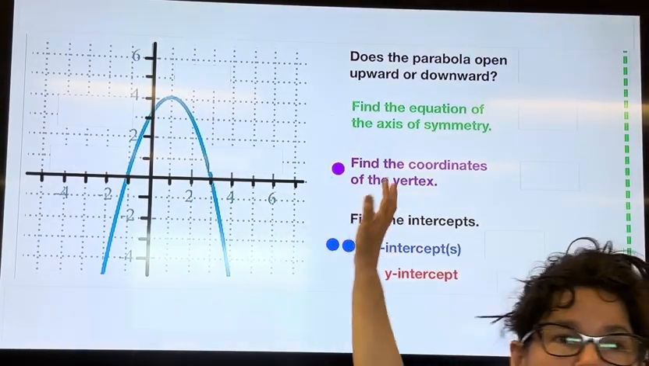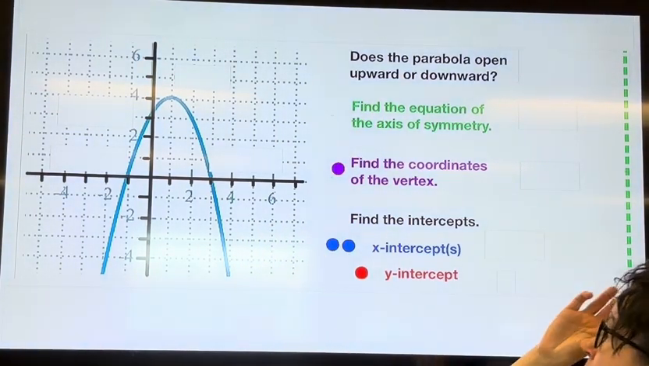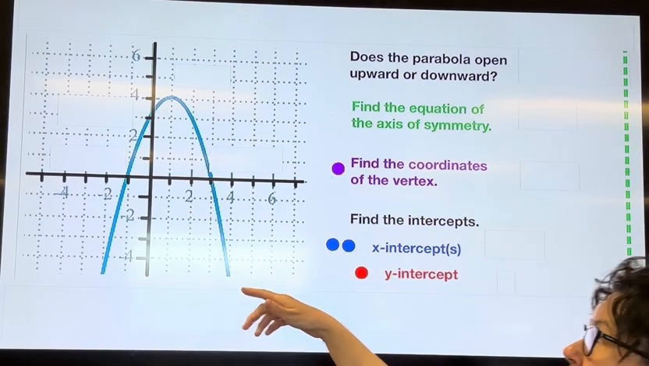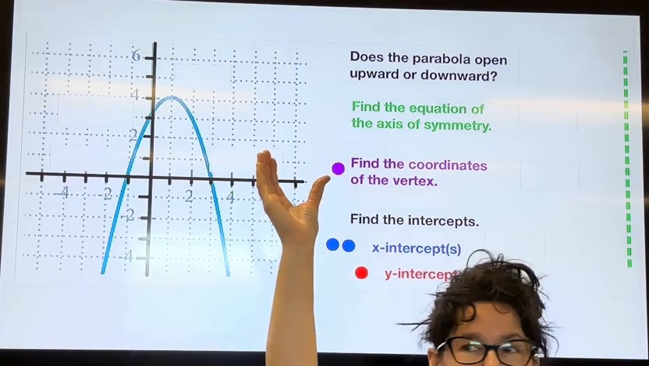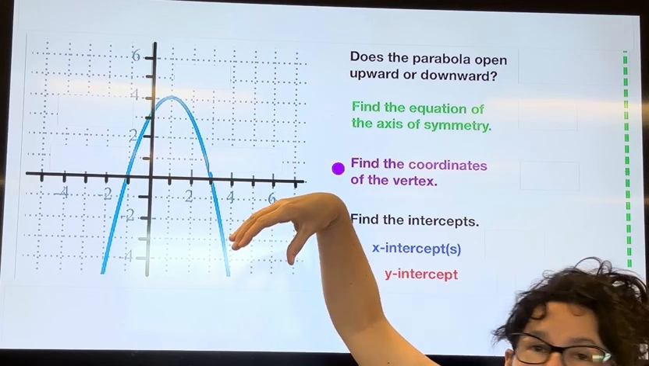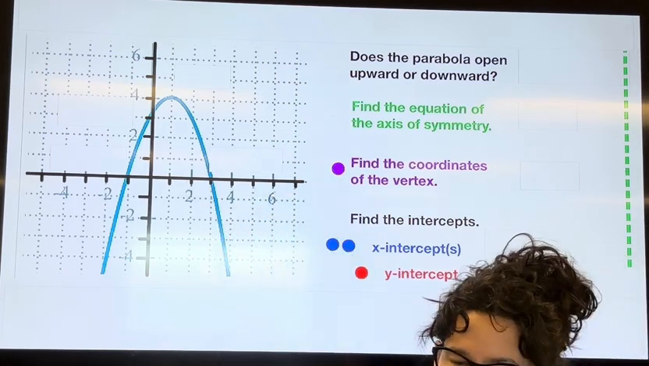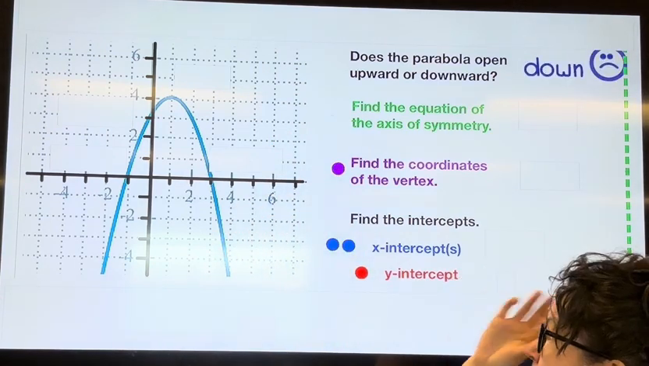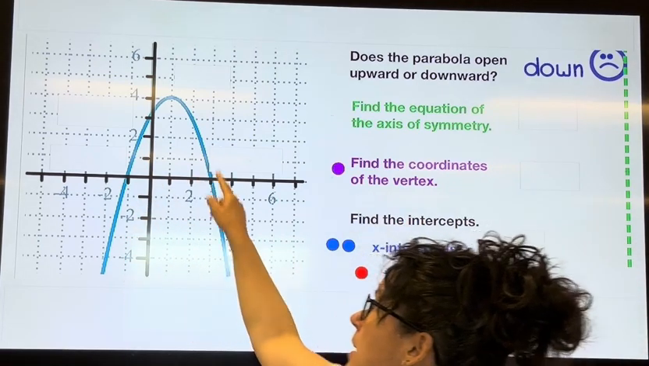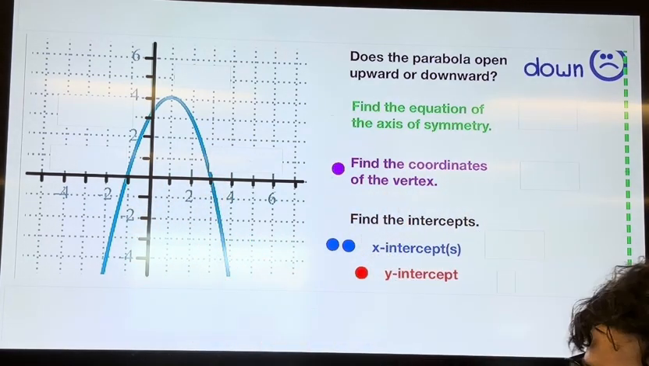Looking at the graph, we're going to identify a few key features, starting off with just the shape. If it's opening up, it's like that, cup up, frown down. If it's smiling, it is up, and frowning, it's down. So this one is frowning, so I'm going to say down.